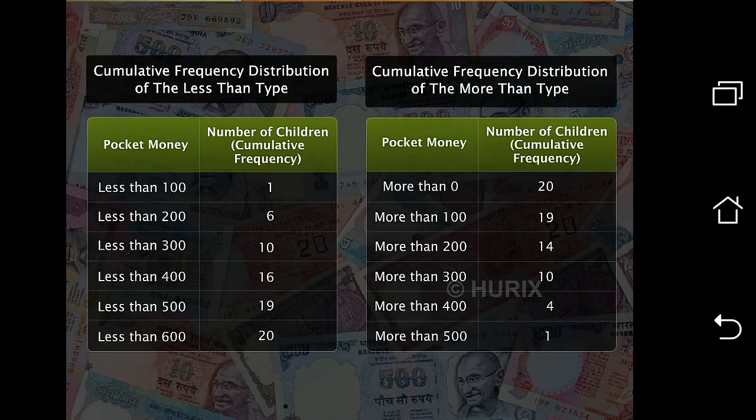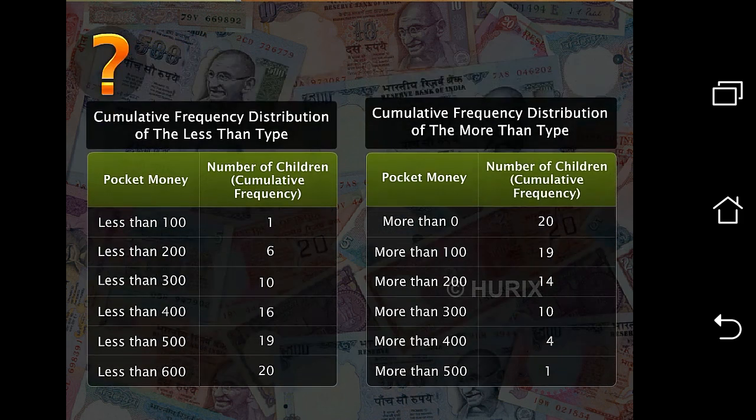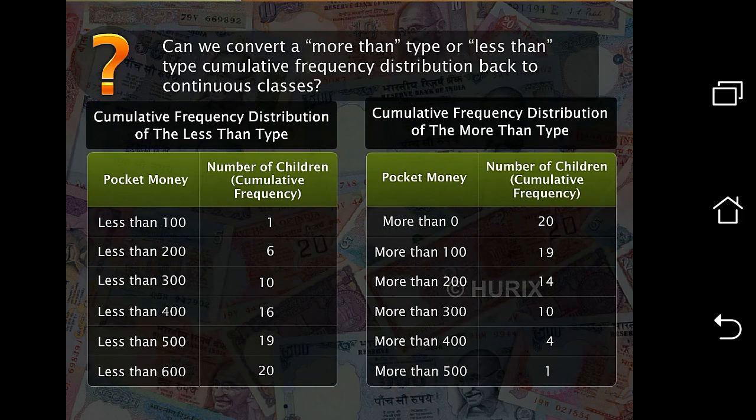So, we can convert the grouped frequency distribution into two types of cumulative frequency distributions, less than type or more than type. In the first case, the frequencies are in ascending order, while in the second case, they are in descending order. Now, can we convert a more than type or less than type cumulative frequency distribution back to continuous classes?